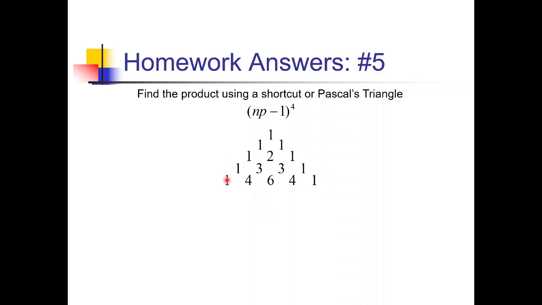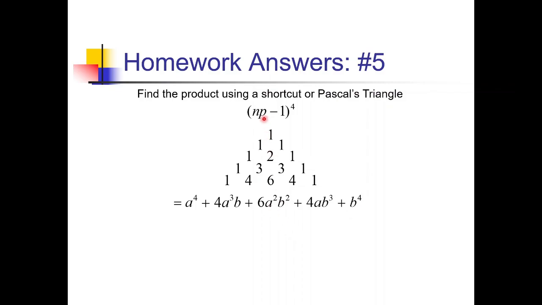This one is 1a to the fourth power, because it's the highest power you can get, and then b to the 0, which we don't care about. Then we have 4, a to the third, b to the 1. So a goes down by an exponent, b goes up by 1 for every step to the right here. Next we have 6, a squared, b squared, and then this 4 is a to the first, b to the third, and then we have 1b to the fourth.